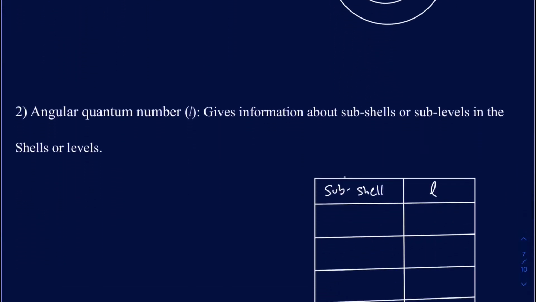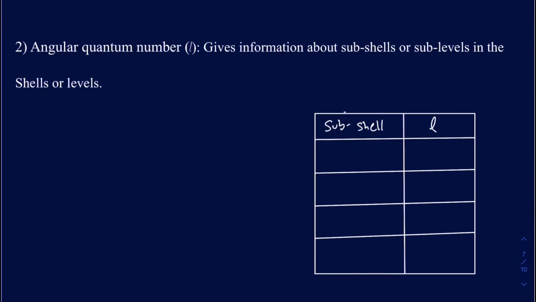So the second quantum number is called the angular quantum number. The symbol for the angular quantum number is going to be l, lowercase l, and it gives information about the subshell or the sublevels inside the shell. So once you know your electron is in a particular shell, your next job is going to be to figure out in which particular subshell your electron is going to be.